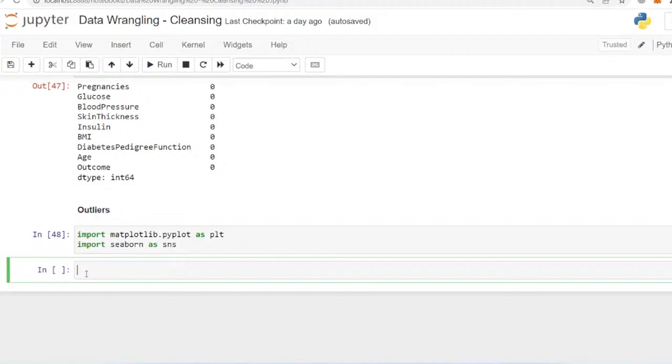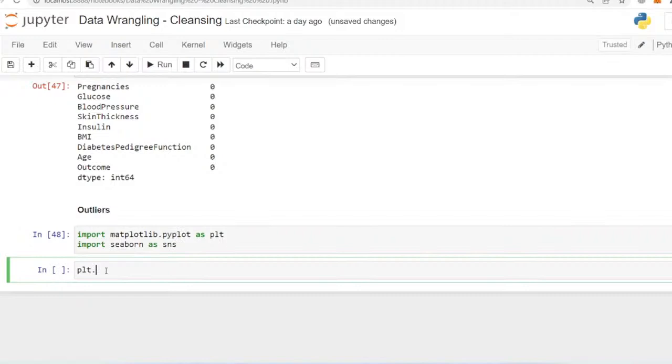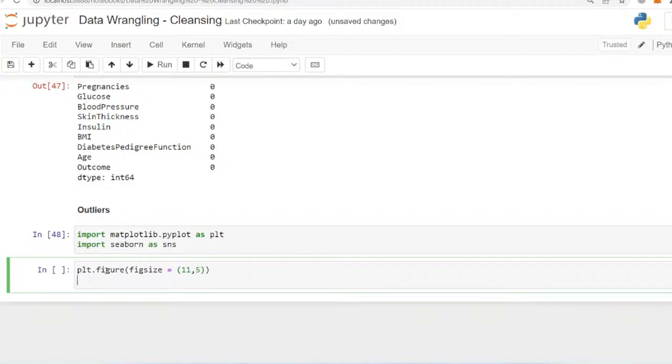Now first we will target the price section. plt indicates pyplot. Matplotlib is a bigger folder, and inside it there is a subfolder named pyplot, so that's how we write plt.figure. Then we write figsize equals 11, 5, and then sns.boxplot.